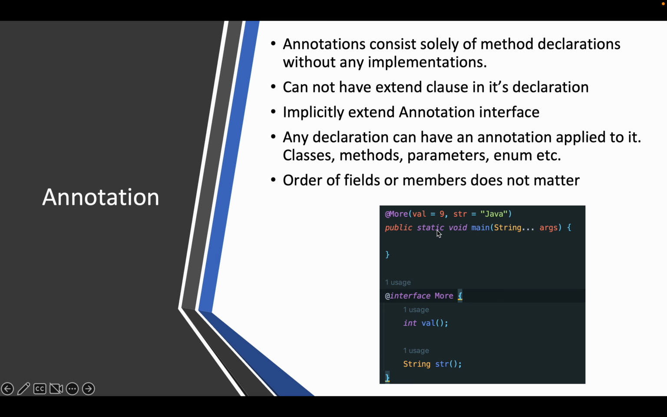The order of fields or members does not matter. If you can see here where we are using this annotation, More, we say value equals 9, str equals Java. We can swap the order. We can put str first and then value. We see that this annotation doesn't have a retention type, which is by default class. It doesn't have a target, where it can be applied, which means it can be applied anywhere. If you don't put a target, you can apply it anywhere. We will see all those properties as we continue.